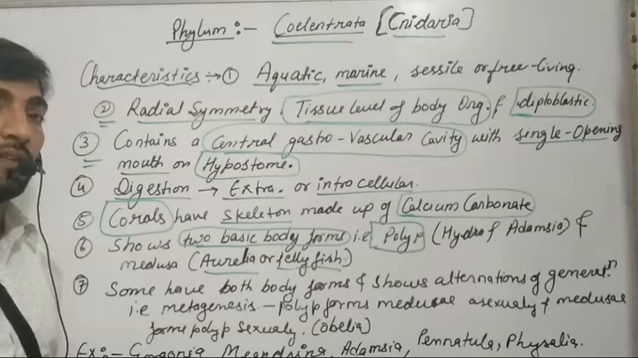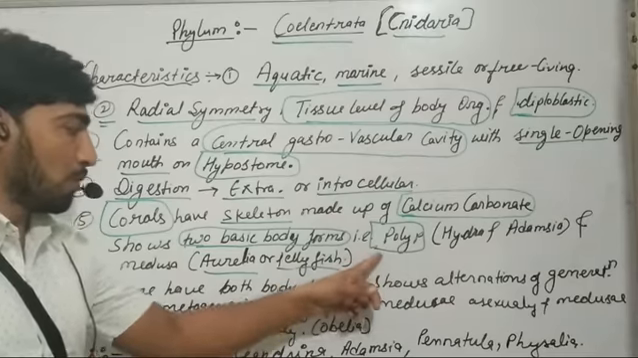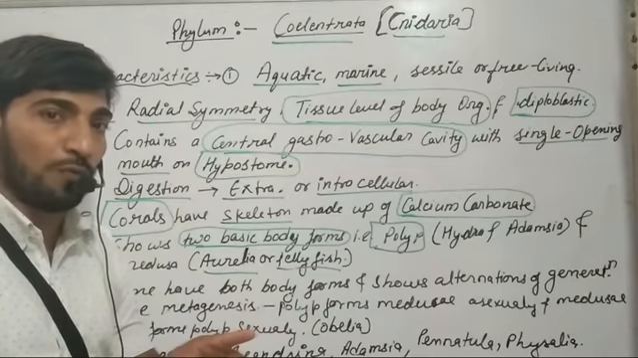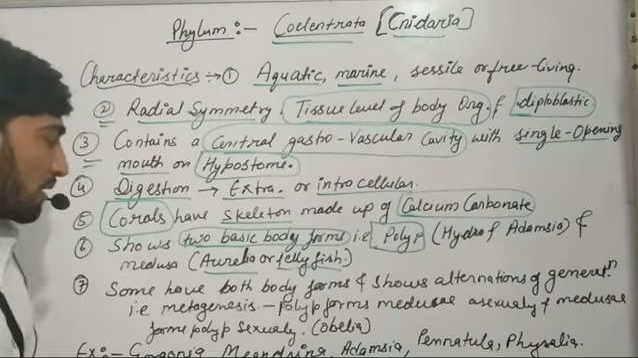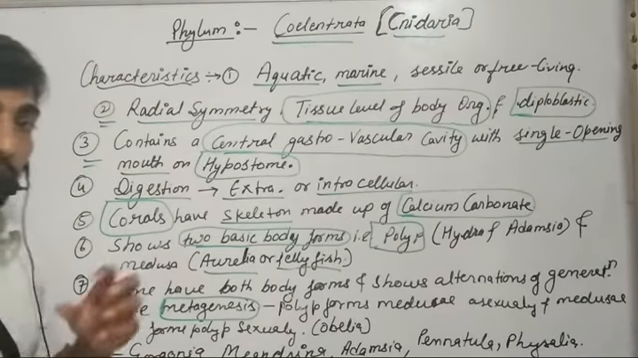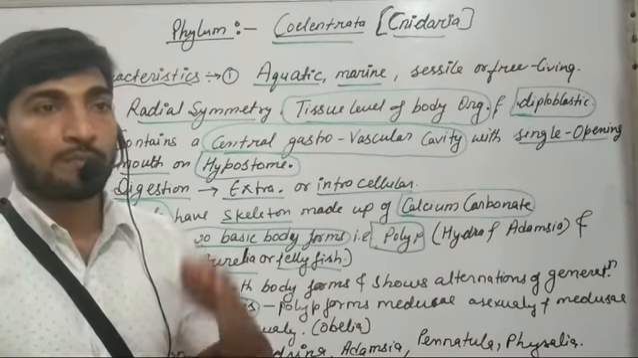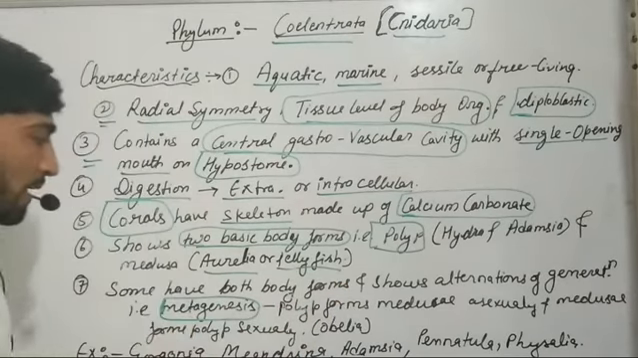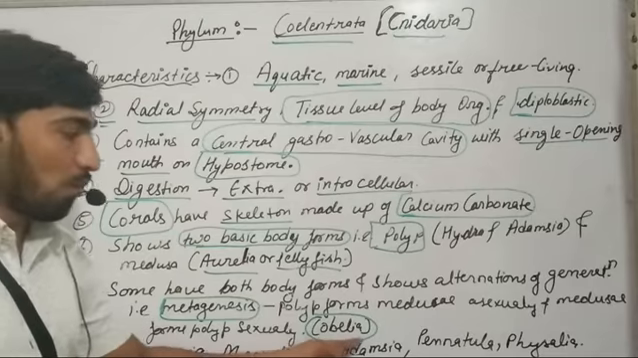And there are certain cnidarians or coelenterates which have both types of body forms, that is both polyp and medusae. The cnidarians which have both body forms show alternation of generation, that means they show the process of metagenesis. In metagenesis, the polyp forms the medusae through asexual reproduction, whereas the medusae forms the polyp through the sexual reproduction process. An example of a cnidarian which shows both body forms is Obelia.